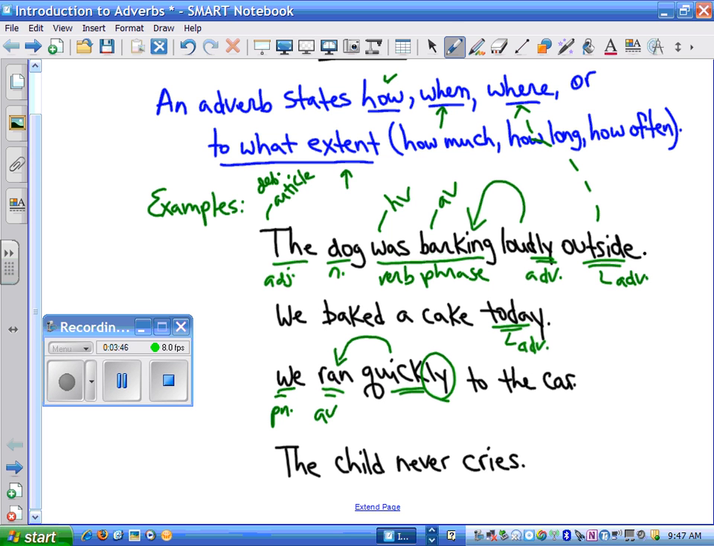In our next sentence, we have this word never. And it's not in an example, but when you see that word not, right, that also is always working as an adverb. So never in this sentence is our adverb, and it's describing cries. The child never cries.